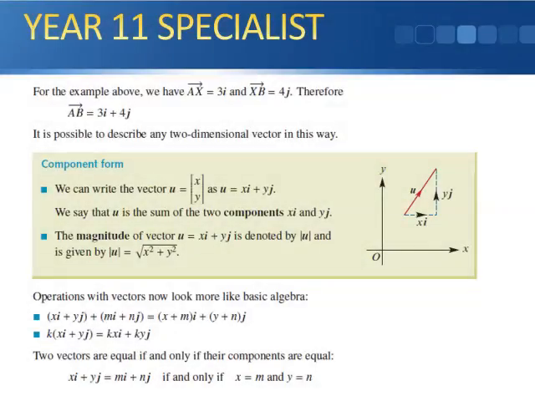Okay. Now, component form. We can write the vector in component form. So with this vector u, x goes with the i, because it's going in the i direction, and y goes with the j. We say that u is the sum of two components, the sum because we're adding them up, xi and yj. For the magnitude of the vector, we take the x and the y values, square them, add them and square root, and we denote the magnitude by that. And of course, because we can put them with the i's and the j's, it's just like adding them together like normal algebra.